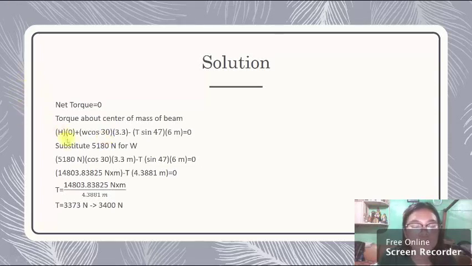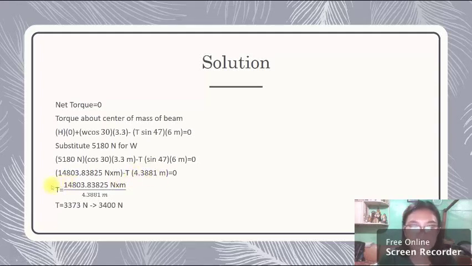So we plug it into this one, and then we're going to multiply them. So we have a value of 14,803.83825 newtons per meter minus T. We're going to multiply this one, so we have a value of 4.3881 meters.